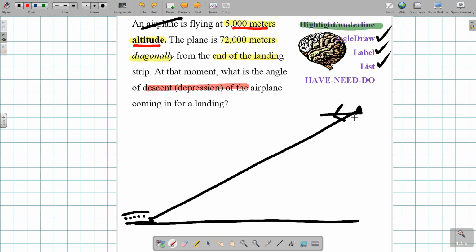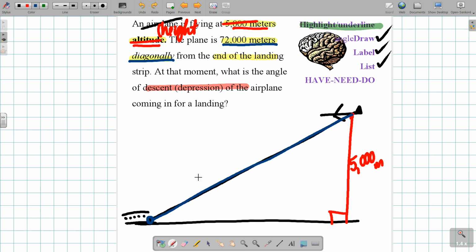Altitude, by definition, always creates a right angle. The word height and altitude always creates a right angle. This is 5,000 meters. The plane is 72,000 meters diagonally. Diagonally means diagonal.